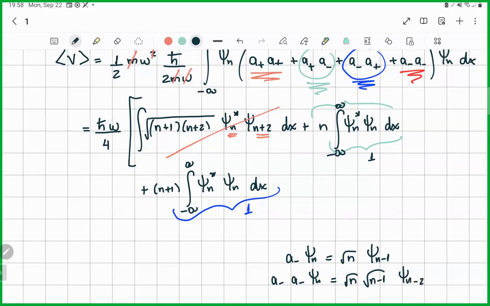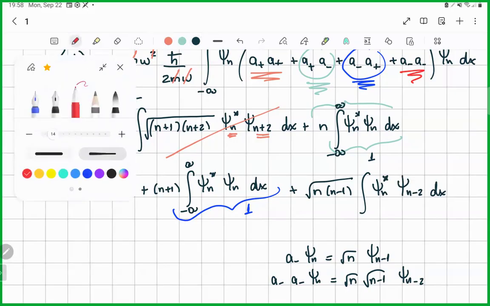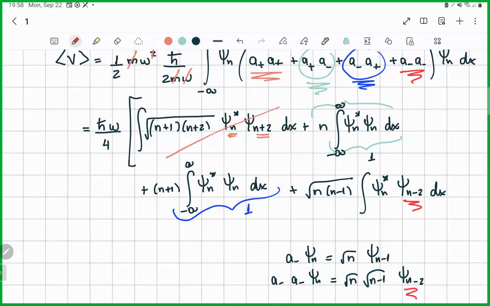So let's copy what we have. Again, we have some constants that we can put outside the integral, and we have n minus 1, all in the square root, and what survives inside is psi n complex conjugate with psi n minus 2. This is n minus 2. Again, just as we saw above with the first term, this term also cancels by orthogonality. So, clear. What survives in this whole story?